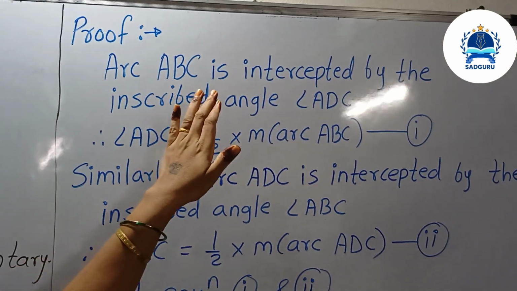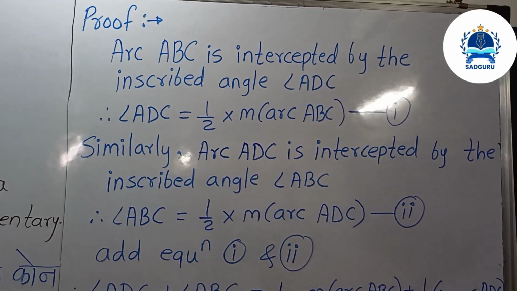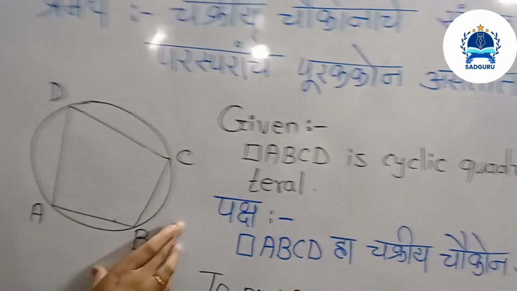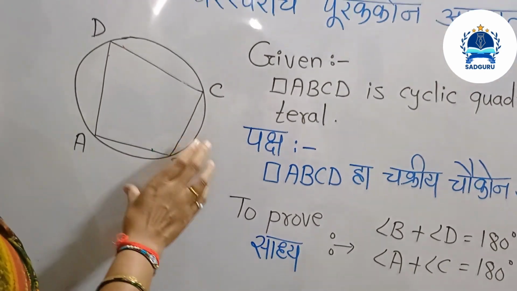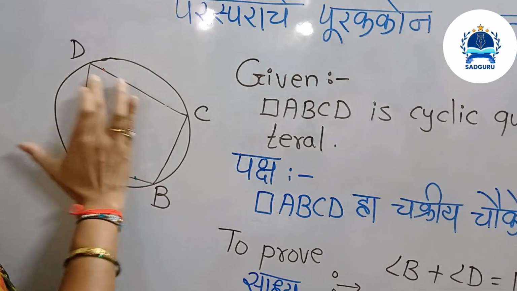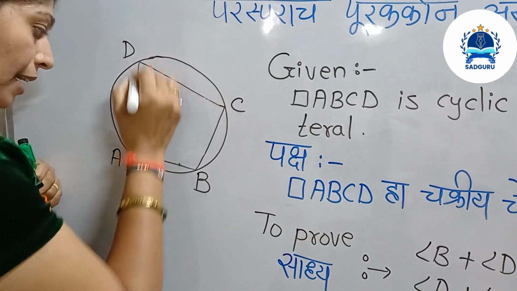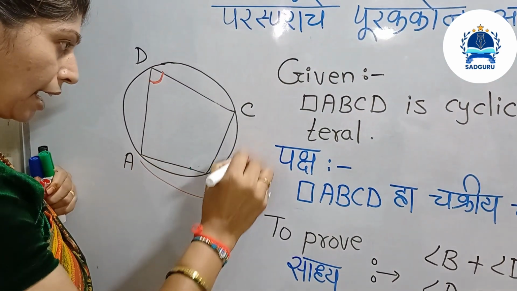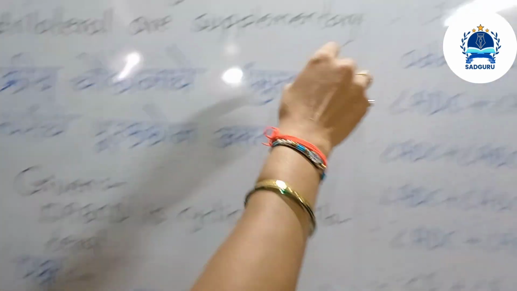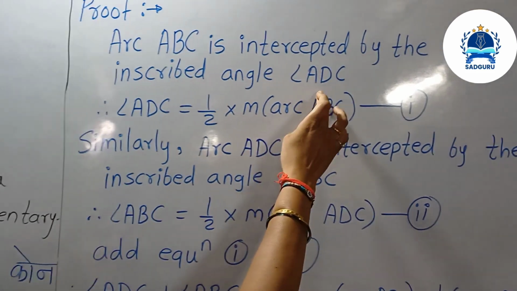In the proof, arc ABC is intercepted by the inscribed angle ADC. Yesterday, we studied the inscribed angle and intercepted arc. In this, arc ABC is intercepted by angle ADC. This angle intercepts the arc ABC. So, arc ABC is intercepted by the inscribed angle ADC.